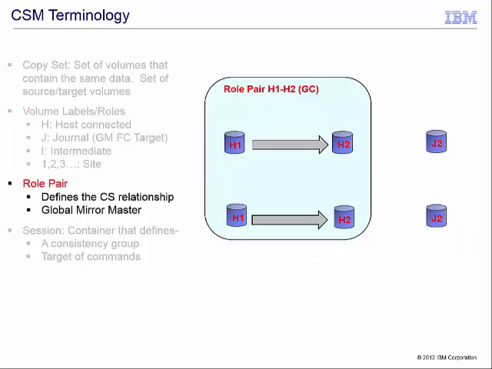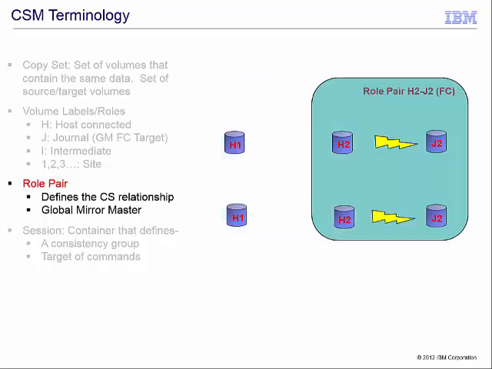Now that we have volumes, roles, and sites defined and labeled, we need a way to identify the copy services relationship that CSM will establish and maintain between the volumes. For this, we have defined the term role pairs. CSM will identify the copy services relationship and show the status of that relationship and the direction of copy in the GUI using a role pair. In this example, we have an H1-H2 role pair with a continuous copy or PPR relationship and a second H2-J2 role pair that has a point-in-time or flash copy relationship.